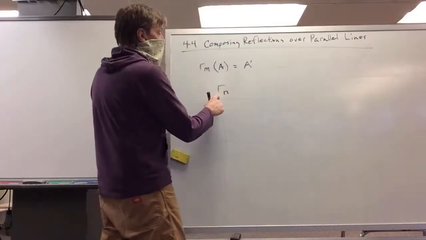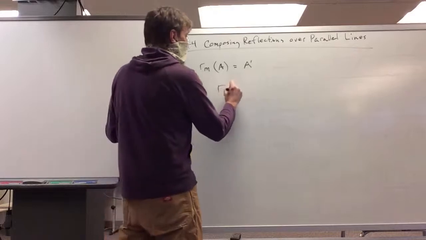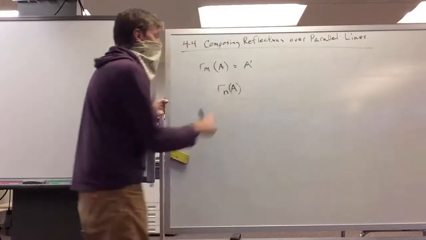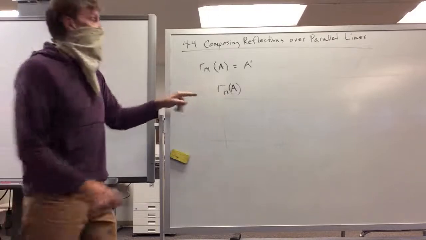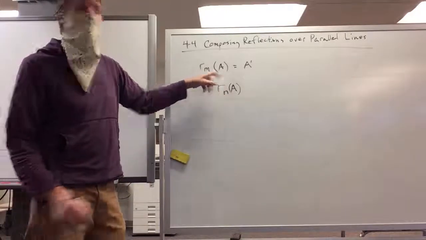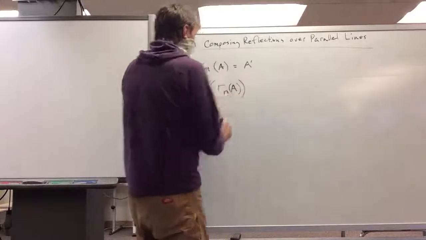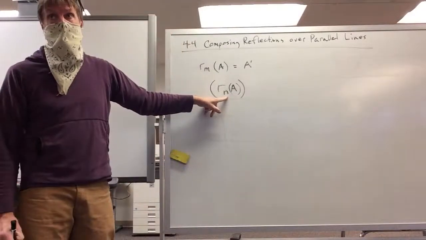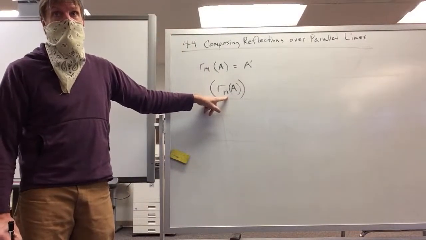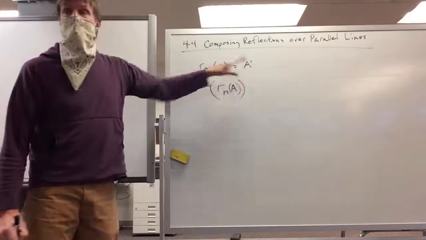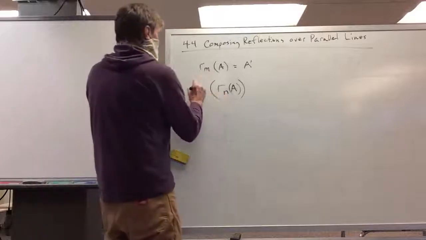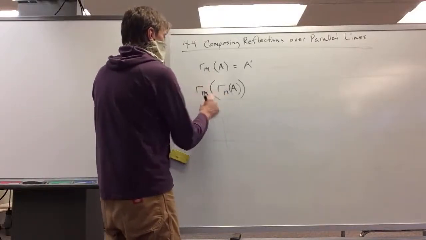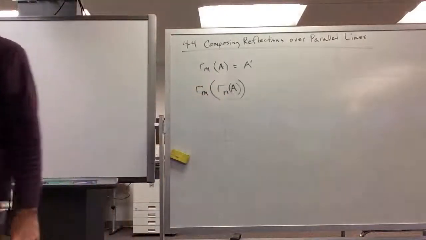So now I'm going to say that the reflection of a point A over N is going to go into the parentheses. So now the result of this reflection, which is going to be some reflected point, is going to get reflected over a different line.